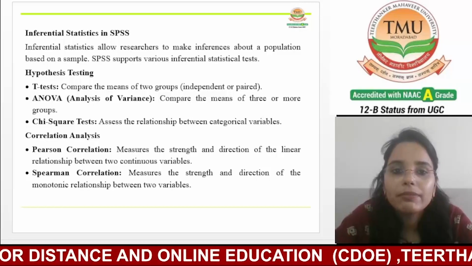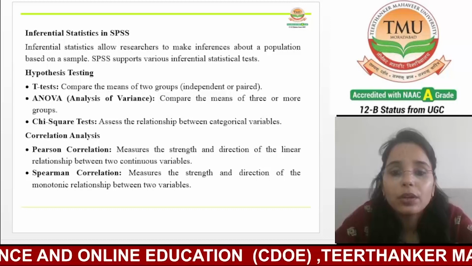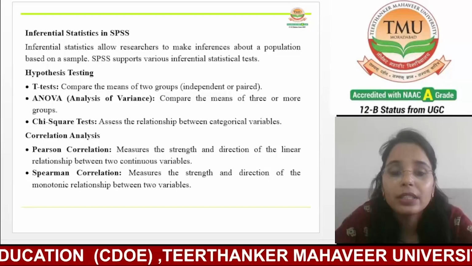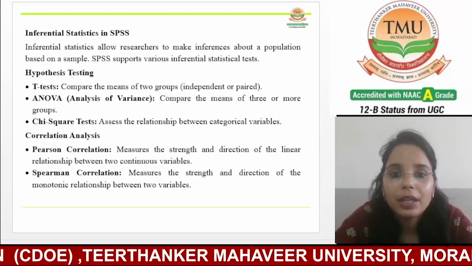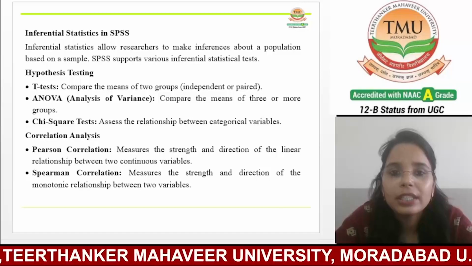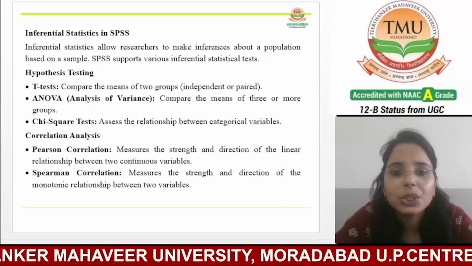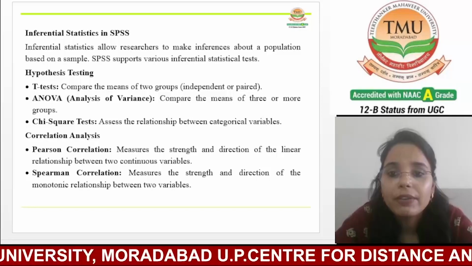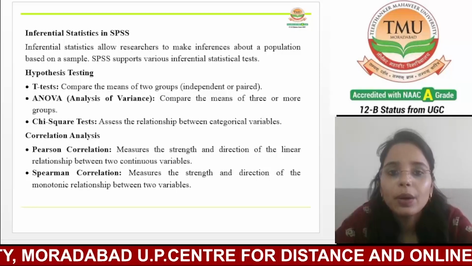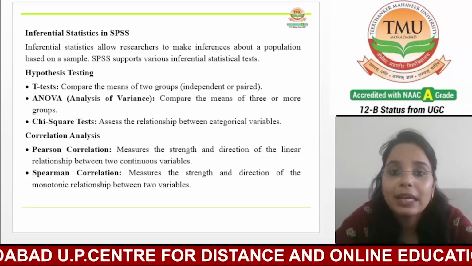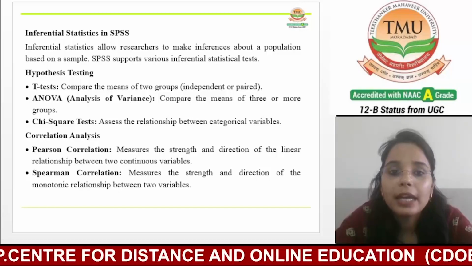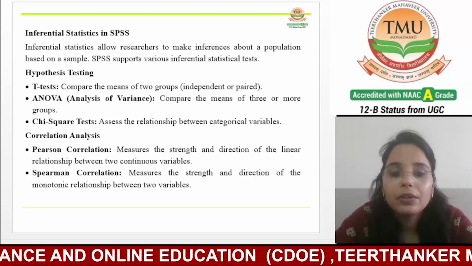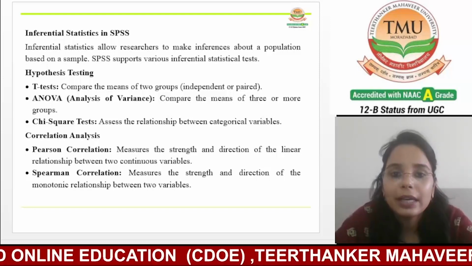Now, the second one is factorial ANOVA. This test is very useful and is generally used where there are two or more independent variables, that means the factors, and their interaction is of interest. Factorial ANOVA allows the researchers to examine the main effects of each factor and the interaction effects between factors. In SPSS, the test is performed by selecting the dependent variable and the independent variables to be included in the analysis.